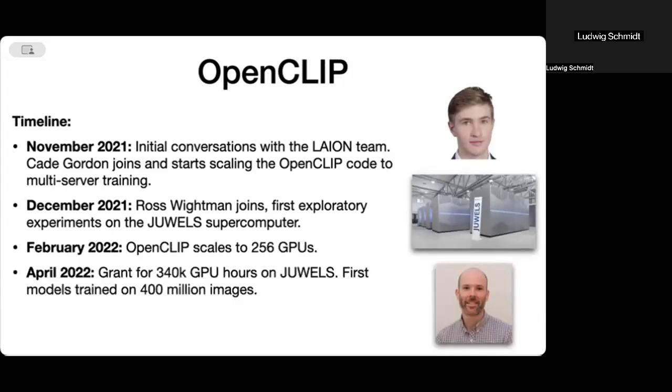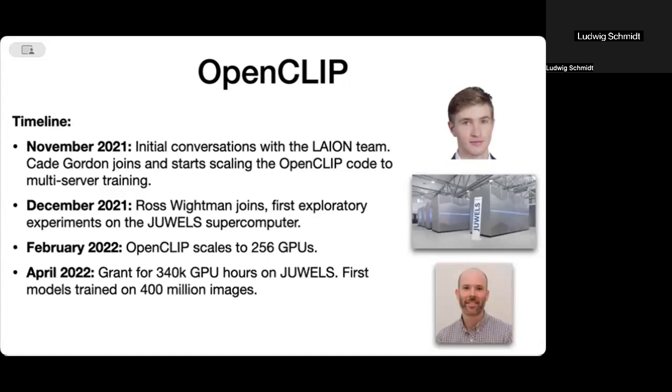Then we scaled this up to about 256 GPUs to demonstrate that we can actually efficiently use compute at that scale. And then we got together with people from LAION, our first grant to use the supercomputer at a larger scale, about 340,000 GPU hours. And we trained the first models on about 400 million images. And I already mentioned LAION. So I forgot this in the first point here.